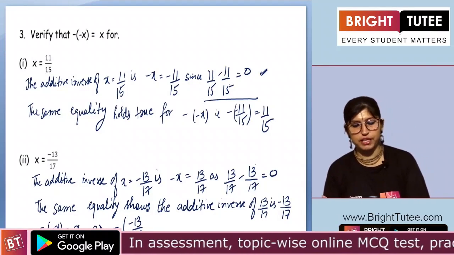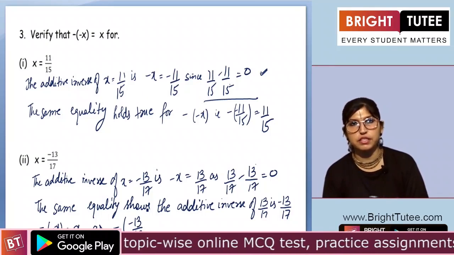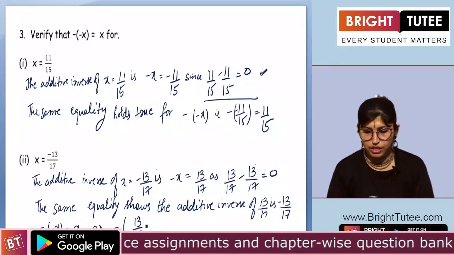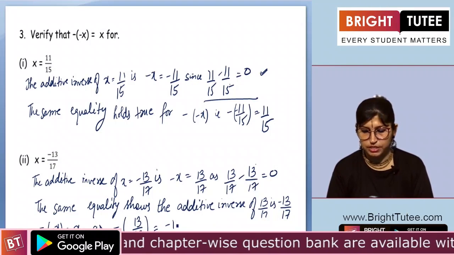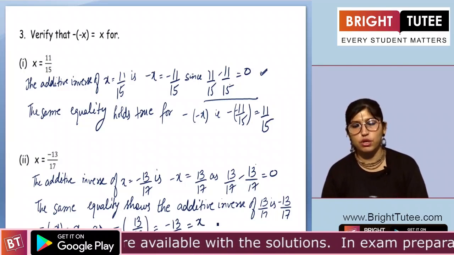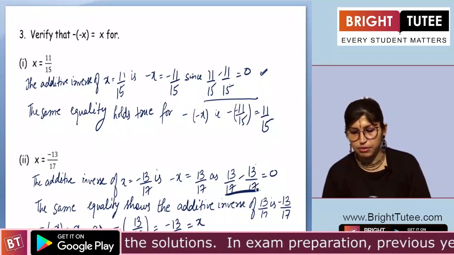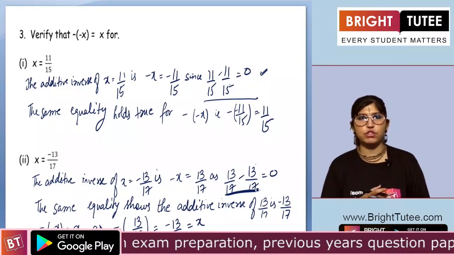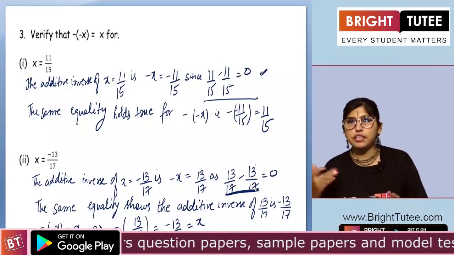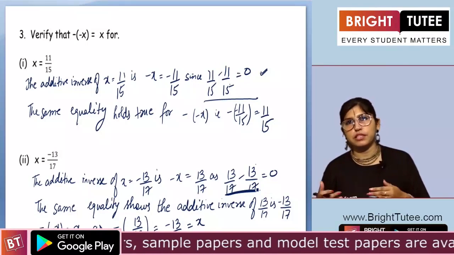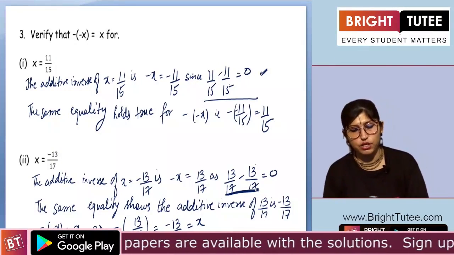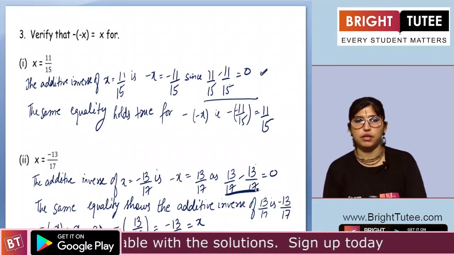So minus of minus x, if x is minus 13 by 17, minus x will be 13 by 17. So if we take minus out in there, we'll be getting minus 13 by 17, which is equals to x only. So the same equality shows that the additive inverse of minus 13 by 17 is 13 by 17. Then the additive inverse of 13 by 17 is again minus 13 by 17, which is actually the value of x which we started with.